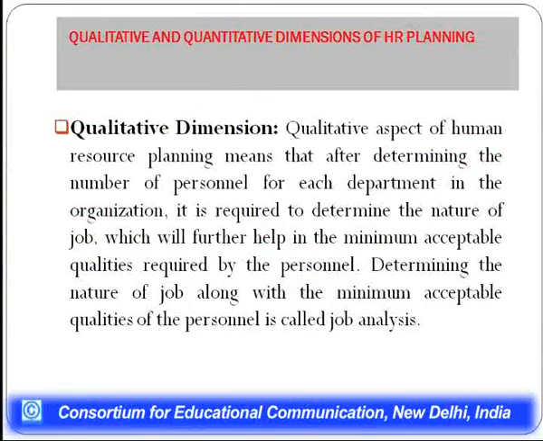So, coming on to the qualitative and the quantitative dimensions of human resource planning. The first is the qualitative dimension. This is most important because the qualitative aspect of human resource planning means that after determining the number of personnel for each department in the organization, it is required to determine the nature of the job, which will further help in determining the minimum acceptable qualities required of the personnel. Determining the nature of the job along with the minimum acceptable qualities of the personnel is called job analysis. So after you have selected the number, that is, how many people you need in an organization, the next aspect is the qualitative measure, that is, what kind of people will be doing what kind of job.